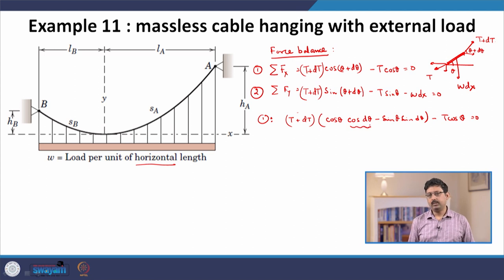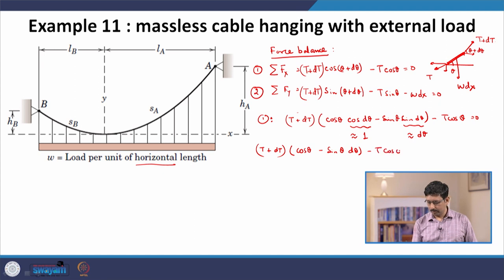Now if we take a small piece, then the difference in angle between the left end and the right end is infinitesimal. So, we can approximate cos d theta to be 1, and the sine of d theta we can approximate by d theta. With this approximation, what we get is, for the first term, this T cos theta and this T cos theta will cancel. So, we will have dT times cos theta. In the second term, we have T times sin theta d theta, and the last term will be dT times sin theta times d theta.